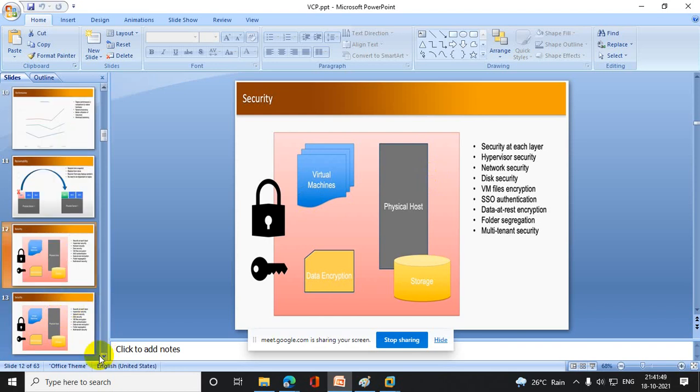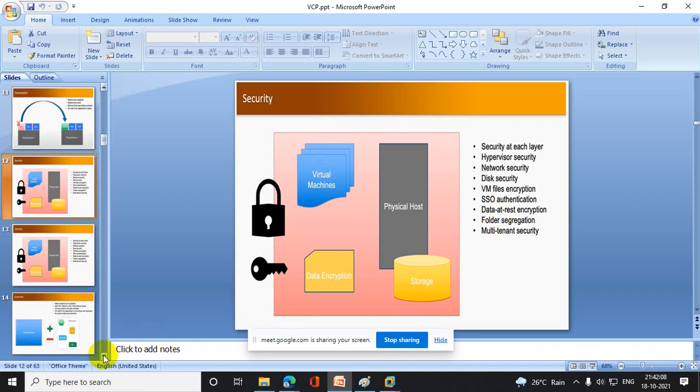So an interviewer may ask you what kind of security there is in VMware. These are all of it: network level security, disk security, VM file encryption, SSO authentication, data at rest encryption, folder segregation, multi-tenant security. Clear? Okay.